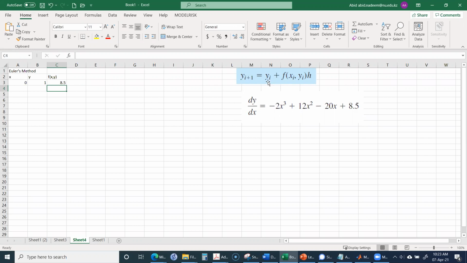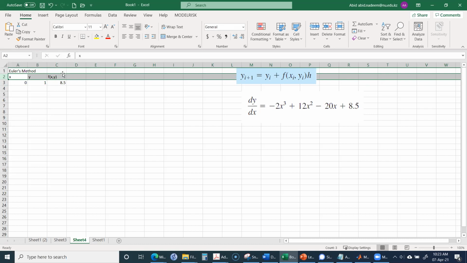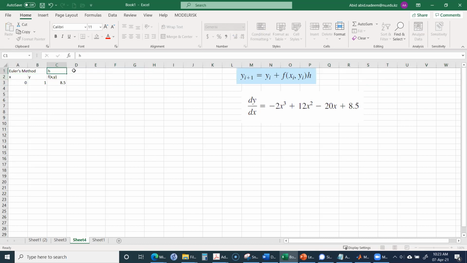Once we have these values y_i and f of x_i, and we have the value of h, we can find the next value y_i plus 1. That means the refined estimate can be found in this cell. For h, in this case we are taking 0.5. So let's calculate it. The next value of x will be equal to the previous value of x plus h.